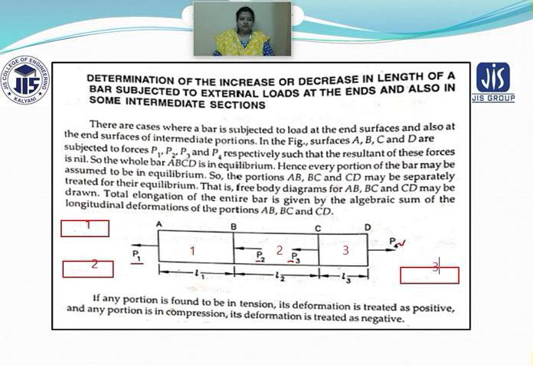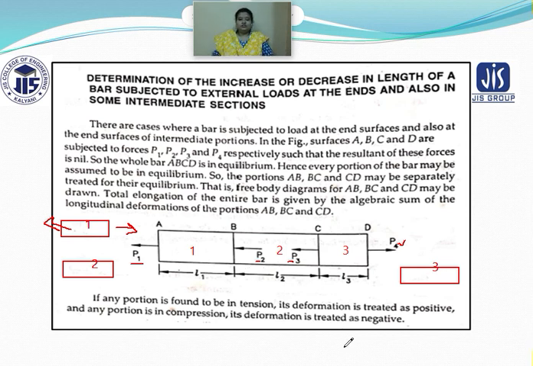Now you have to determine whether the load will be compressive or tensile. Initially you start with P1. P1 is tensile. If P1 is tensile on this side, then on this side also the load will be tensile. Now for P2, if this is tensile and this is tensile, you have to see this portion. The force exerted here at B is compressive, but this portion at B is considered as tensile.